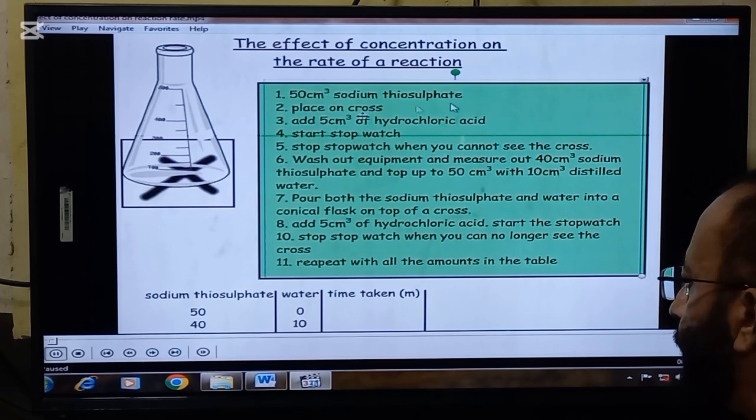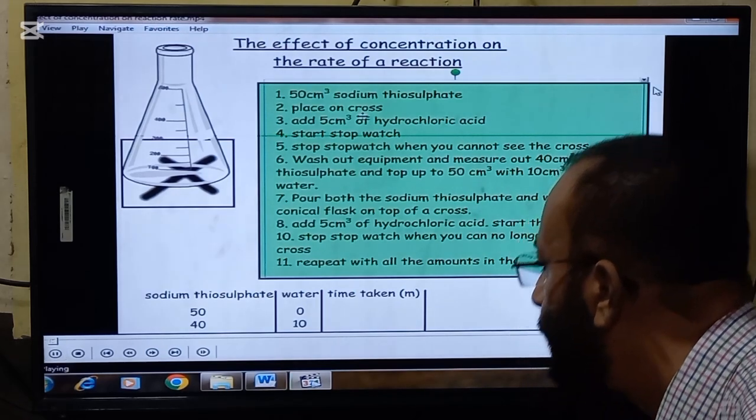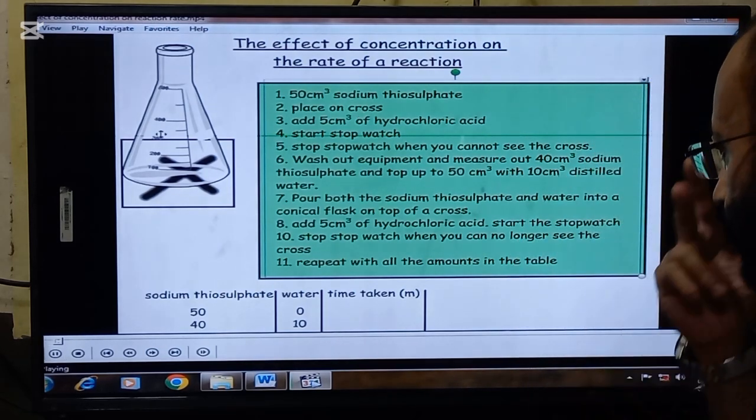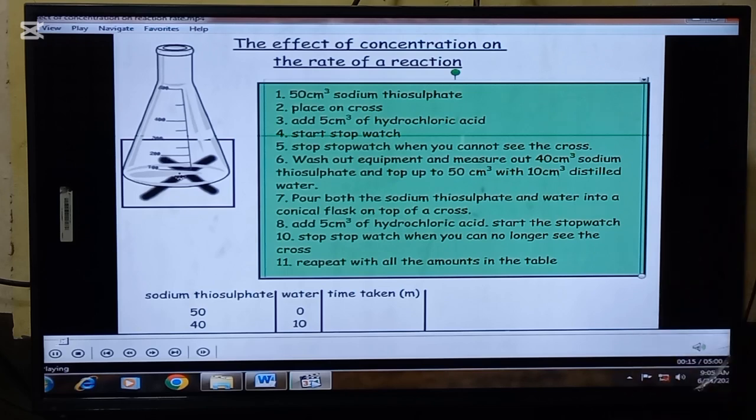Right, here it's doing the same reaction as we did with temperature. This time we're changing the concentration of one of the reactants. We are going to add it to acid, and we are going to change the concentration of the sodium thiosulfate. When you add sodium thiosulfate and hydrochloric acid together, it forms a precipitate called sulfur, which is a solid. It's an insoluble solid, which makes the mixture go cloudy so you can't see the cross anymore.